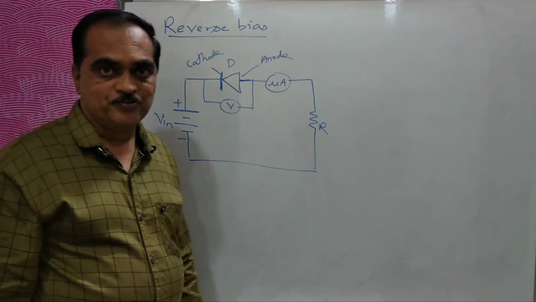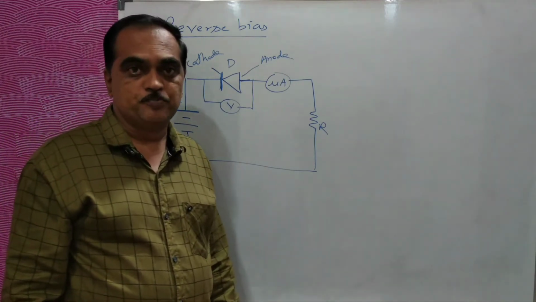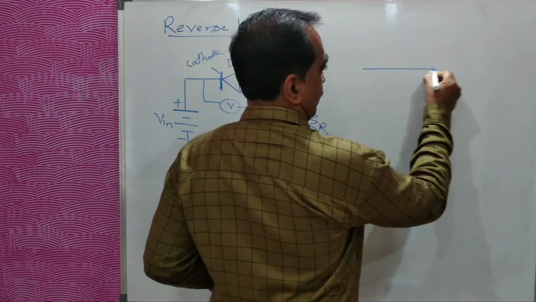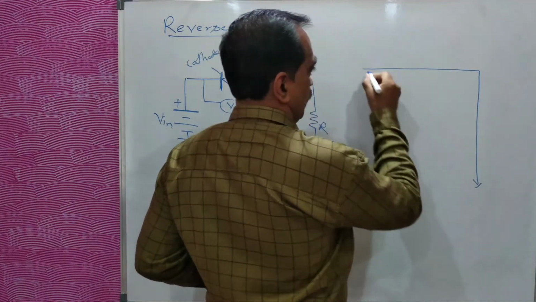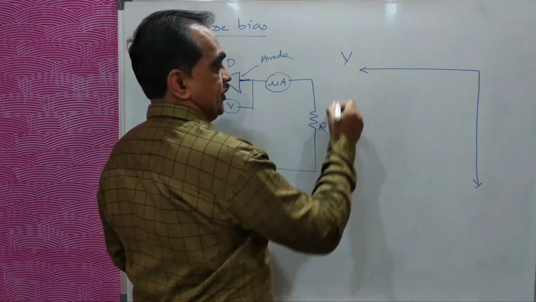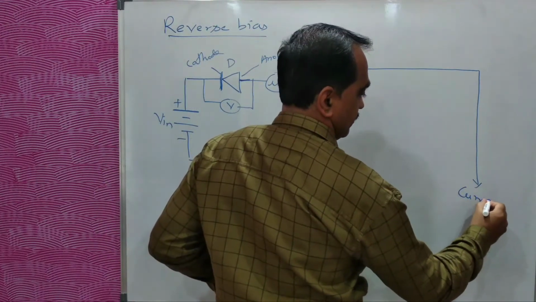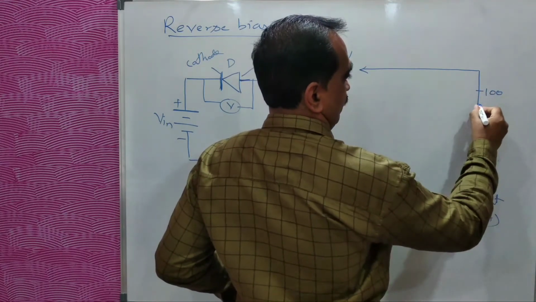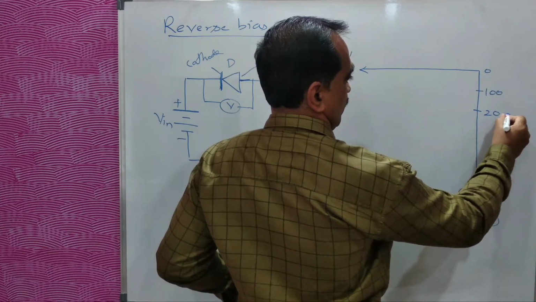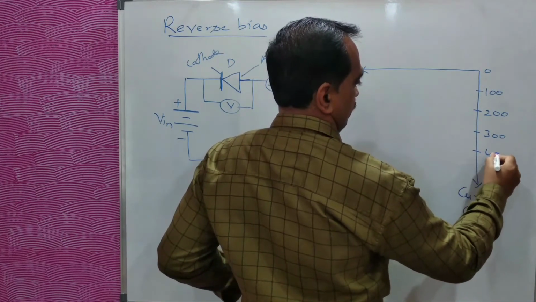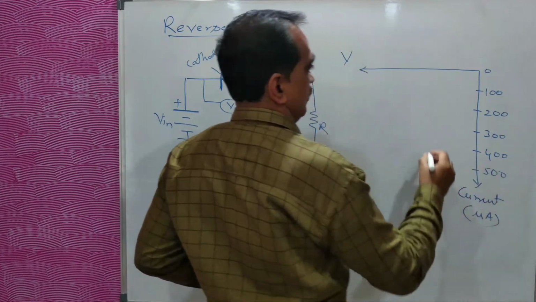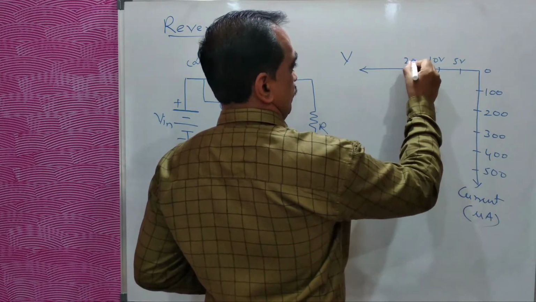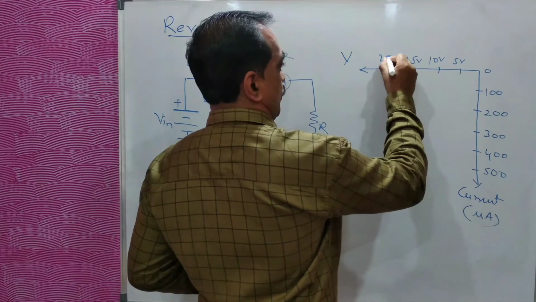Now if you draw a graph for this, the graph will come in the third quadrant because you have negative voltage and negative current. So you have to draw the graph in the third quadrant. This will be the quadrant, this will be your voltage, and this will be your current in microampere. You can take current as 100 microampere, starting from 0, then 200, 300, 400, 500 microampere. You can take voltage as 5 volt, 10 volt, 15 volt, 20 volt, like that.